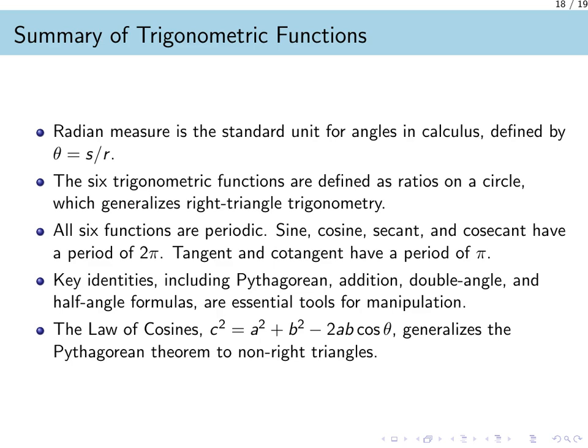To work with these functions, we rely on key identities like the Pythagorean and angle addition formulas. Finally, a major application is the law of cosines, which states that c squared equals a squared plus b squared minus 2ab times the cosine of theta, allowing us to analyze any triangle. Mastering these concepts is fundamental for your success in calculus.